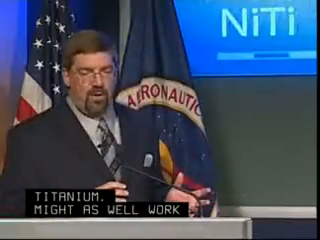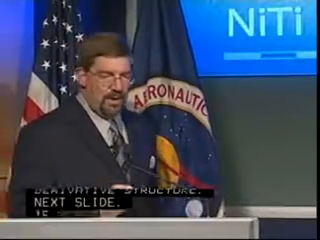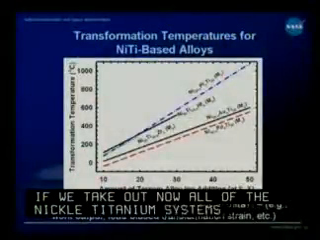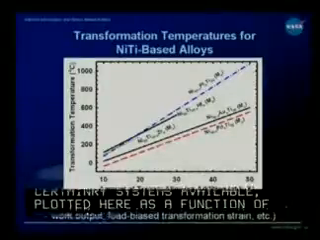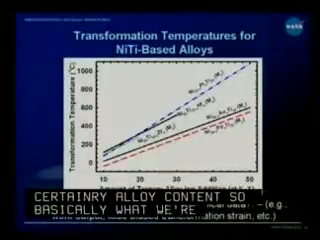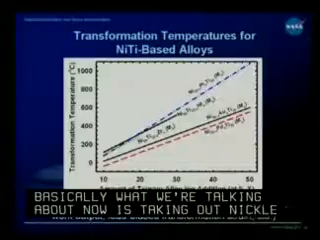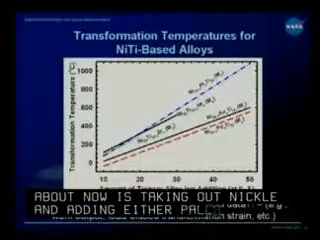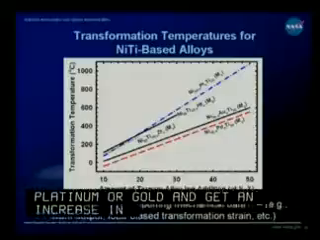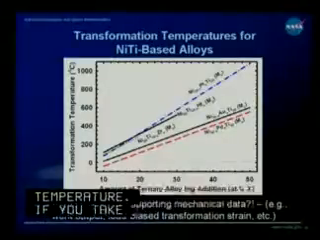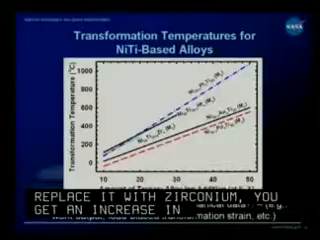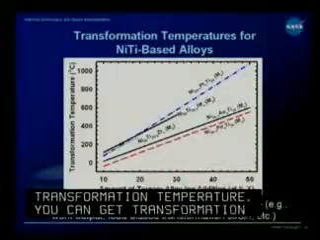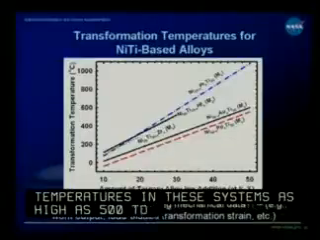If we take all the nickel-titanium systems, the ternary systems that are available, they're plotted here as a function of ternary alloying content. Basically, what we're talking about is taking out nickel and adding either palladium, platinum, or gold, and you'll get an increase in transformation temperature. Or if you take out titanium and replace it with zirconium or hafnium, you'll get an increase in transformation temperature. You can get transformation temperatures in these systems as high as 500 to 1,000 degrees C. So you can have some very high temperature shape memory alloys here.